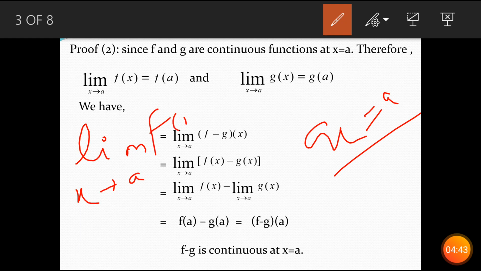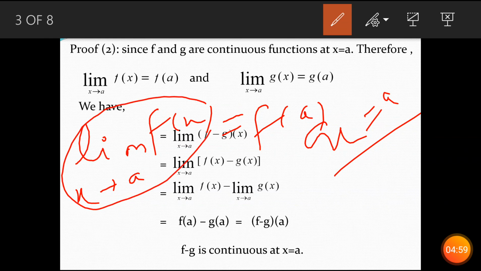It means f(x) will be equivalent to the value of the function. If you remember, we considered 3 points: left hand limit equals right hand limit equals the value of the function. So the limiting value of that function should be equivalent to the function value. This is the rule of continuity. If we say a function is continuous, it should follow this. So just keep this result in your mind. Then only you will be able to understand it very conveniently.